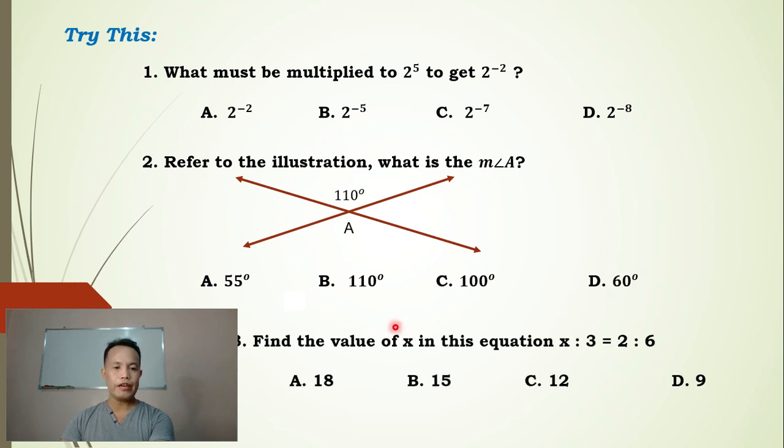Number 3, find the value of x in this equation. x is to 3 equals 2 is to 6. A, 18. B, 15. C, 12. And D, 9.